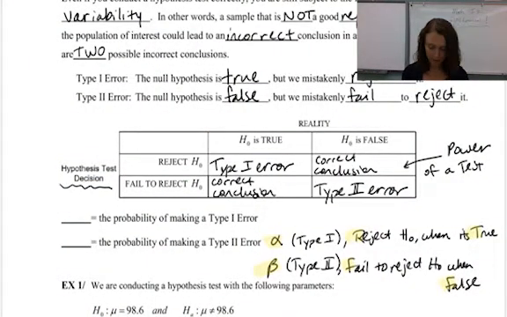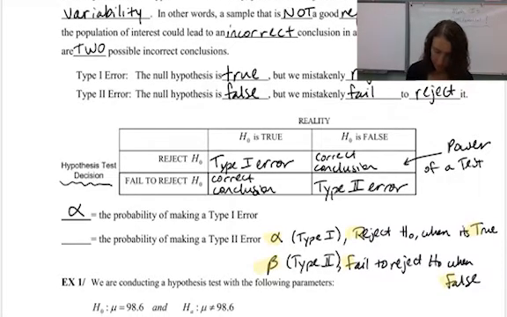Now, we use alpha to denote the probability of making a type 1 error, and this is the same alpha as our significance level. And we use beta to denote the probability of making a type 2 error.